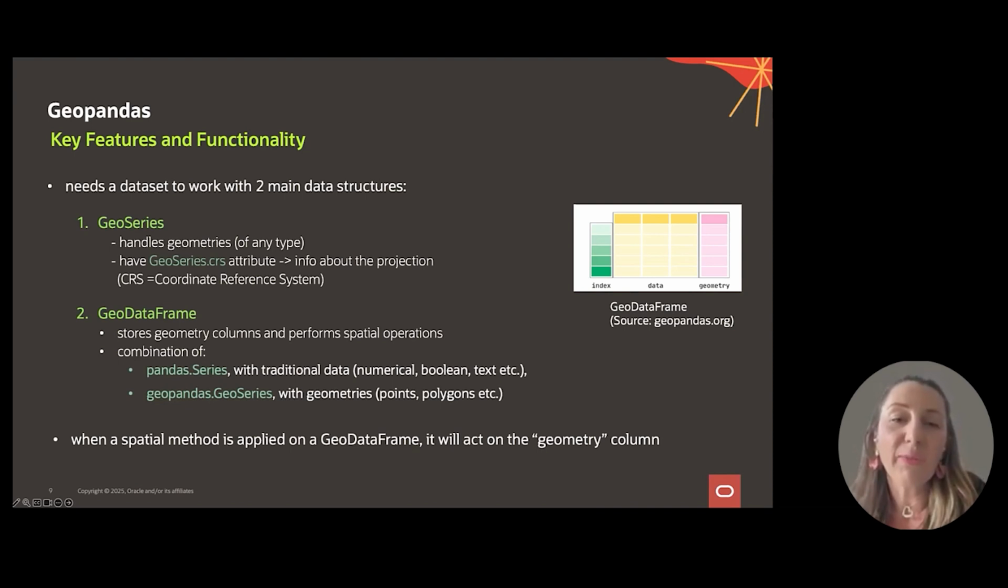So the GeoDataFrame parameters that you need to remember, the important ones, are the CRS, which represents the coordinate reference system of the geometry objects. So for example, you can have EPSG 4326, and then the geometry. And when a spatial method is applied on a GeoDataFrame, it will act on the geometry column.